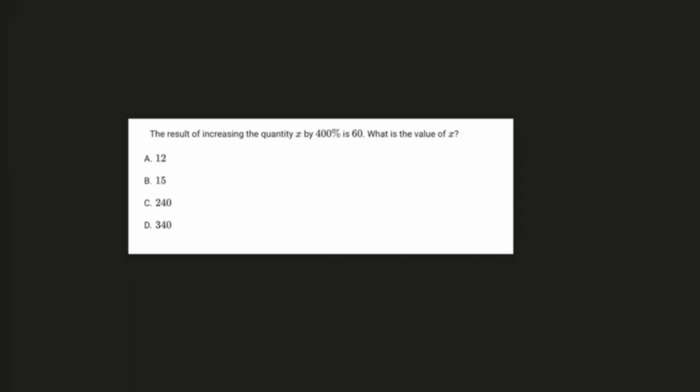All right. So first off, let's just write a mathematical equation to represent this scenario. So we have x, that's our starting value. We're increasing the quantity of x by 400%, right? So we're adding 400% of x to x. So we can just represent this by plus 4x. And we know our final value will be 60.